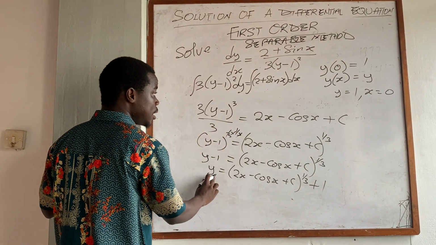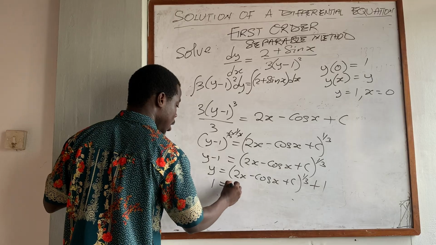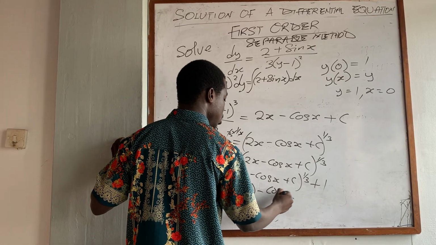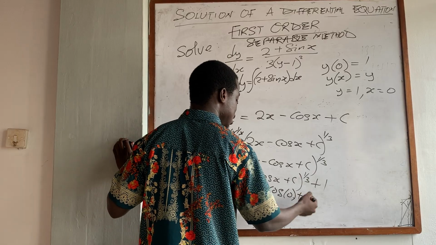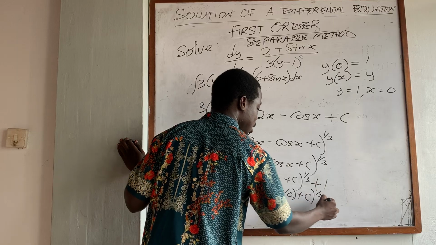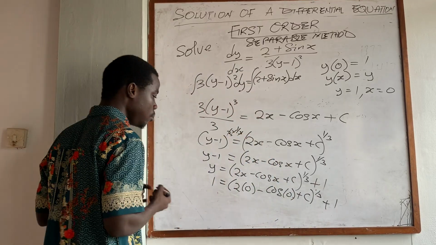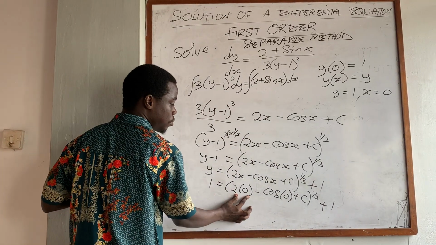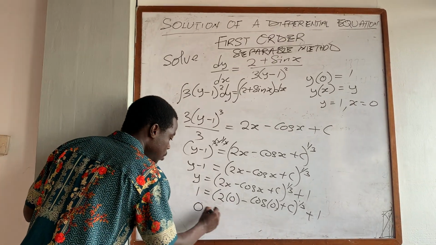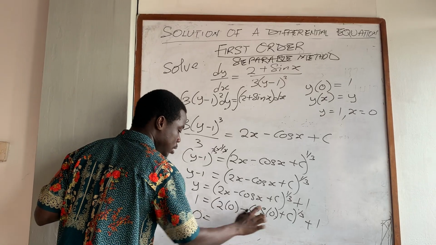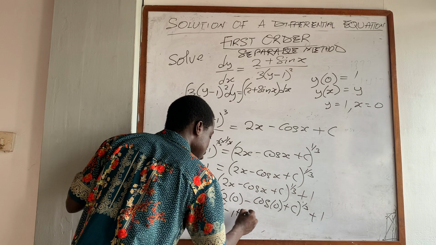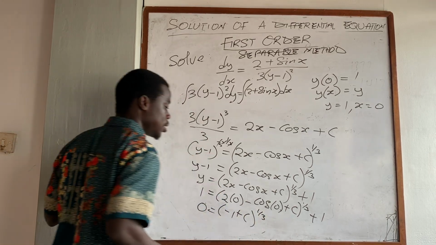So y is 1. I will substitute 1 here, 2 times 0, minus cos 0 plus constant c, and that is what I'm looking for, to the power of 1 over 3, plus this one. Now, this will give me 0, right? I'll bring this one to this side, so that one will give me 0. So I'll get 0 is equal to, this is 0, this will give me negative 1 because cos 0 is 1, plus c, raised to the power of 1 over 3.